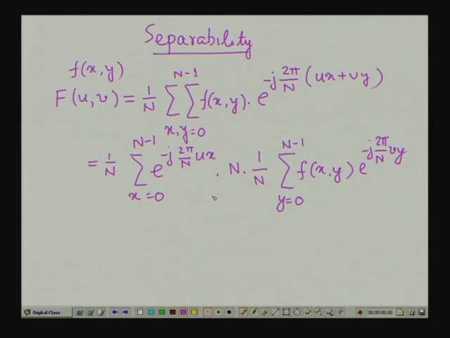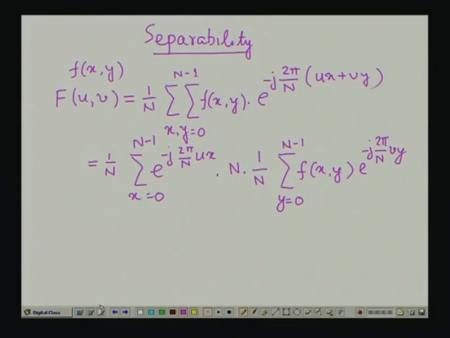The advantage of the separability property that we saw in the last class is that we can do the two-dimensional Fourier transformation in two steps. In the first step, we take the Fourier transformation of every individual row of the input image array, and in the second step, we take the Fourier transformation of every column of the intermediate result obtained in the first step. So now the implementation of the two-dimensional Fourier transformation becomes very easy.